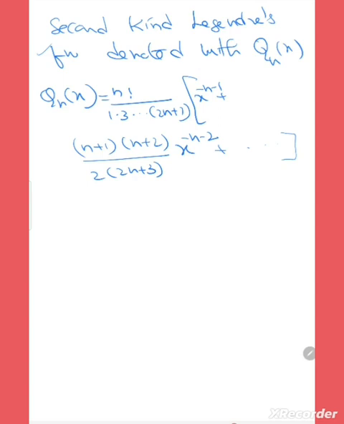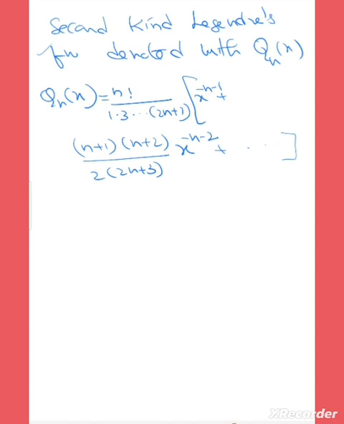What is the Legendre differential equation? The Legendre differential equation is in the form 1 minus x square into d square y by dx square minus 2x into dy by dx plus n into n plus 1 into y equals 0, where n is a constant. This is the Legendre differential equation, and Pn of x and Qn of x are solutions of it. Pn of x is called the Legendre function of the first kind, and Qn of x is called the Legendre function of the second kind. There is no particular summation notation for the second kind.